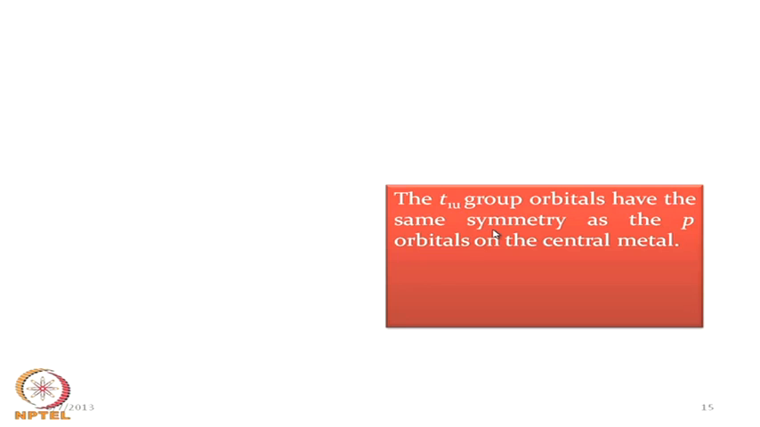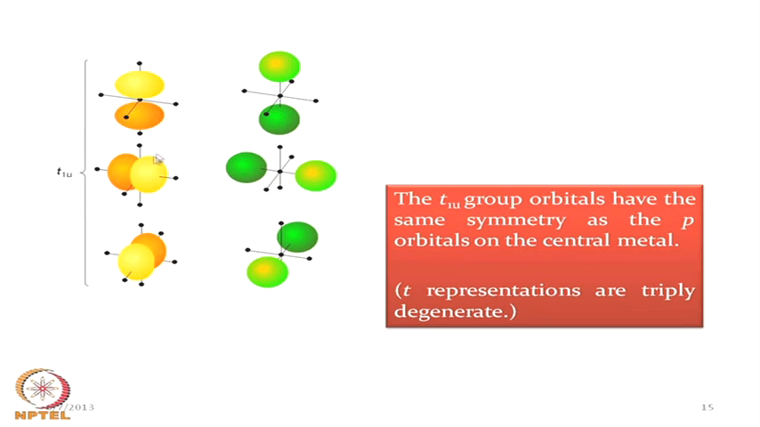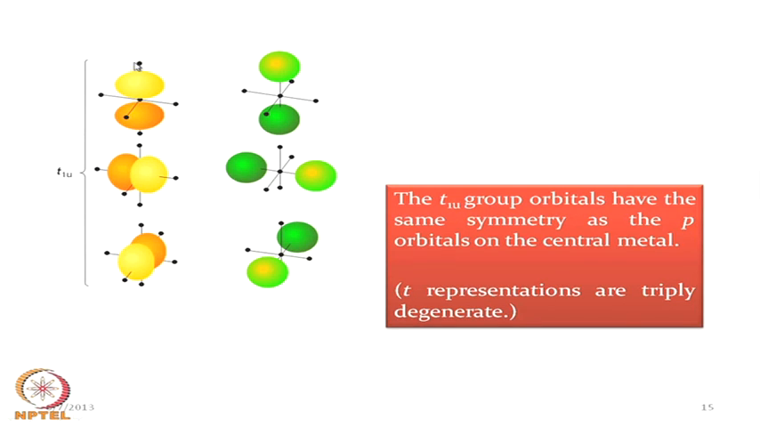The T1u group of orbitals next has the symmetry of the p orbitals on the central metal, and T therefore represents a triply degenerate level, like E represents the doubly degenerate. So, we have the s orbital from the metal, the 2 d orbitals from the metal center, and now the p orbitals. This T1u set is basically the corresponding px, py and pz orbitals. These px, py and pz orbitals are from the metal side, and this is from the ligand side.